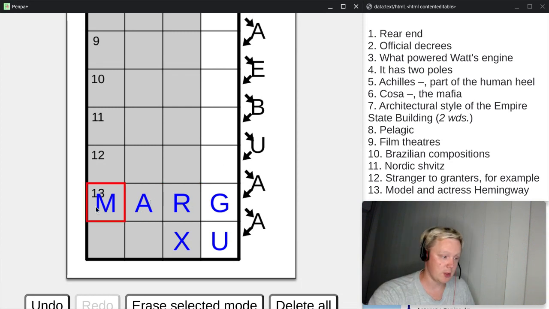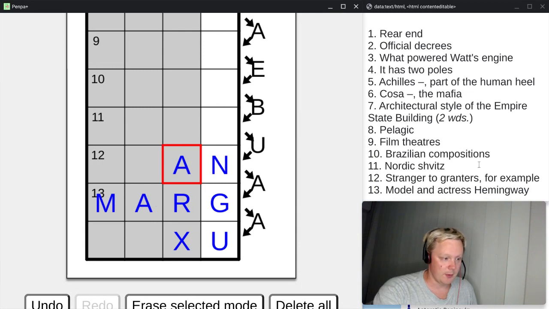Now there aren't many words that end like this. So let's see. 12 is going to be stranger to grant us, for example. And that's stranger to grant us is an example of rearranging the letters in this word to make another word. That is called, you guessed it, an anagram. We've done that plenty of times when we've done the cryptic crosswords, for example, with anagrammed words. We've mixed up their letters. So that's an anagram, pretty straightforward.